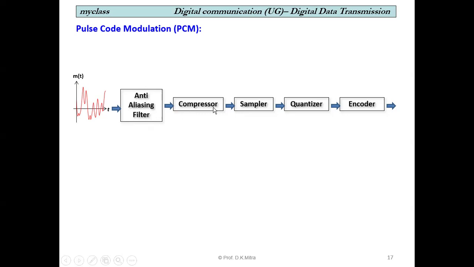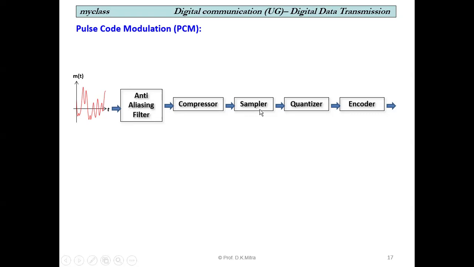Then there is a compressor. You remember the compressor, it's a nonlinear amplifier. It normally emphasizes the low amplitude signals. I should not say de-emphasize, but it amplifies the low signals more than the high value signals.